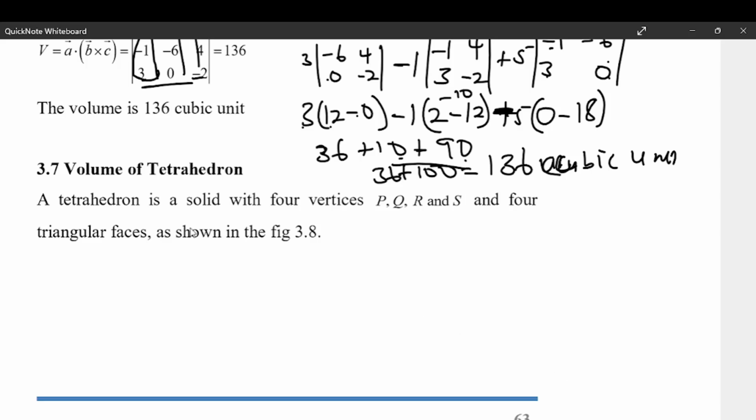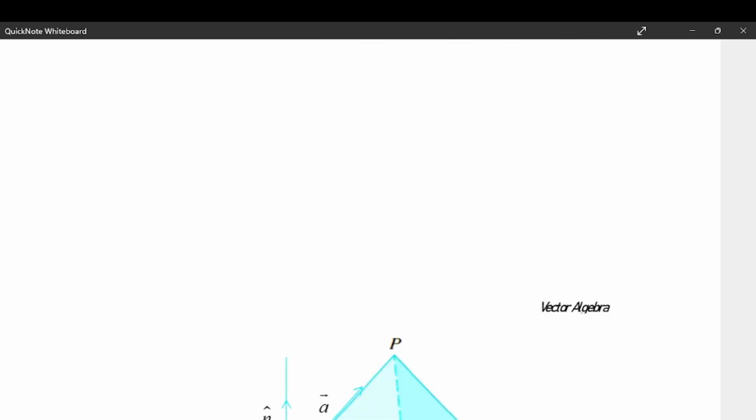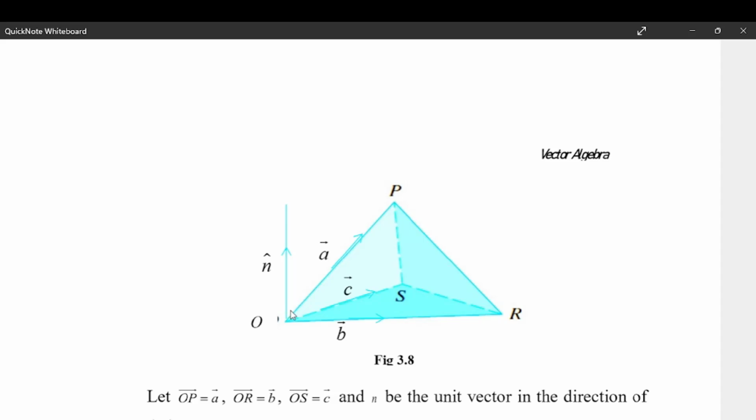Volume of a tetrahedron. Another interesting aspect of our lecture today is how to find the volume of a tetrahedron. And what does a tetrahedron look like? A tetrahedron is a solid with 4 vertices, P, Q, R, S, and 4 triangular faces, as shown here. So we have 4 vertices and 4 faces as well. The vertices are 1, 2, 3, and 4, and these vertices are represented by O, P, R, S.